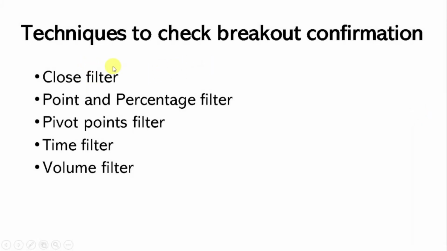So there are some techniques through which we can check this breakout confirmation, whether the breakout is right or wrong. We can understand this thing by using these techniques. Now let's go back again to our TradingView and understand these things. But before that, I would like to point out these methods. The first method is the close filter, the second method is the point and percentage filter, the third method is the pivot point filter, the fourth method is the time filter, and the fifth method is the volume filter.